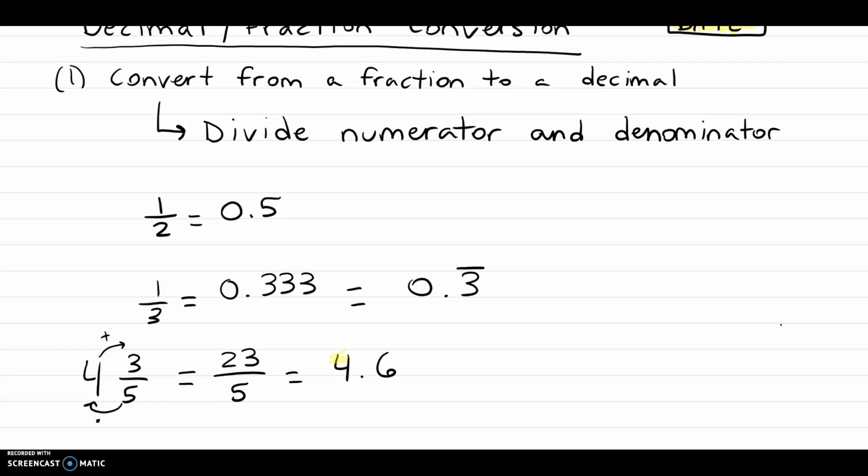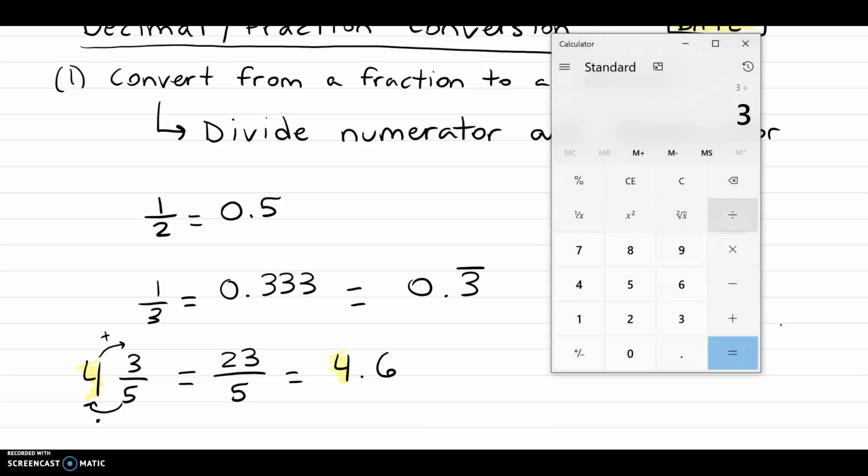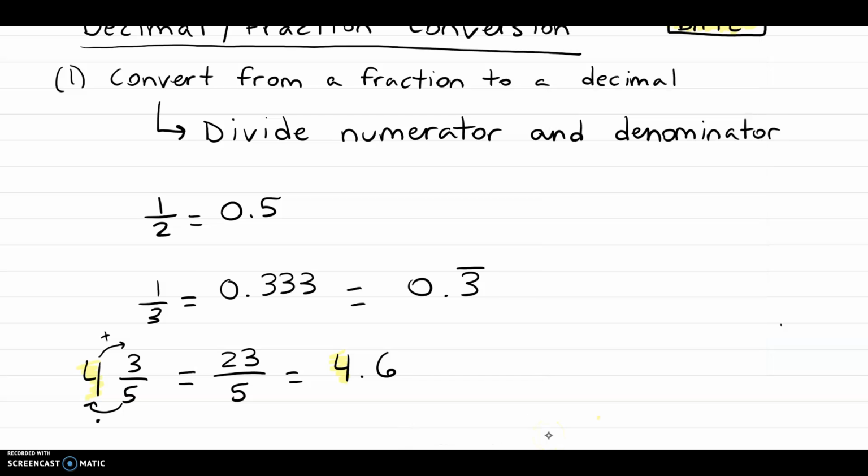Notice that the 4 is the same as the whole number there. So if you wanted to, you could just look at the fraction and divide the fraction. We could take 3 divided by 5, and you'd get the decimal and just put those numbers together, 4.6. Otherwise, you can convert it from a mixed number to an improper fraction, and you'd be able to convert it.